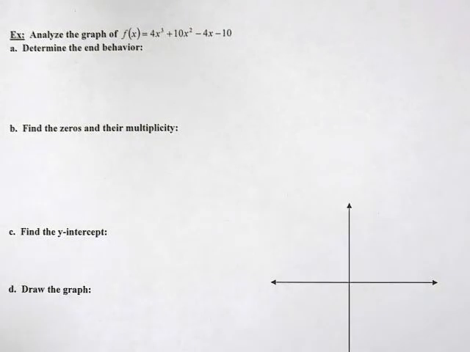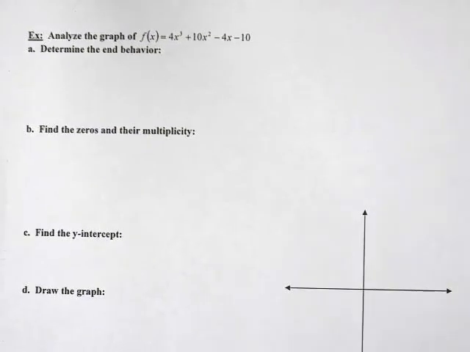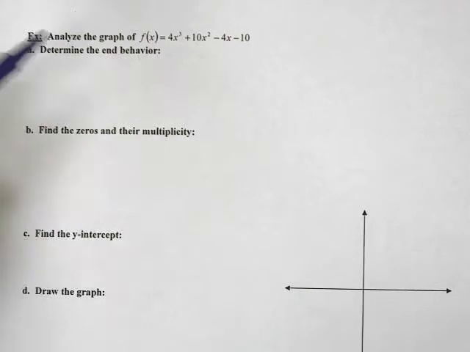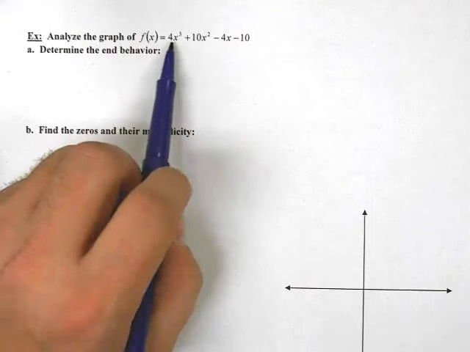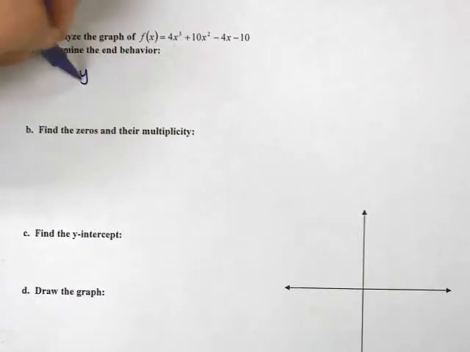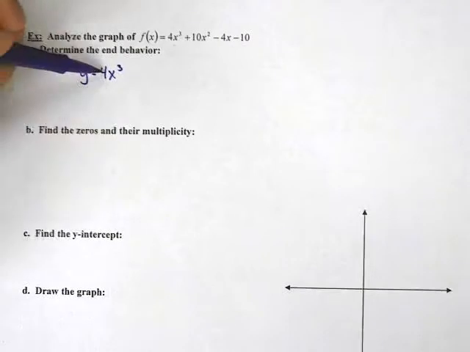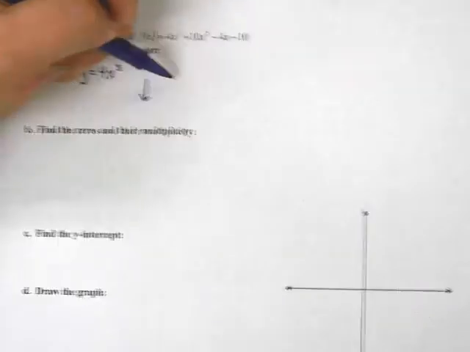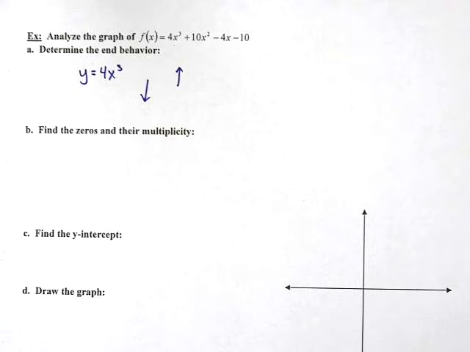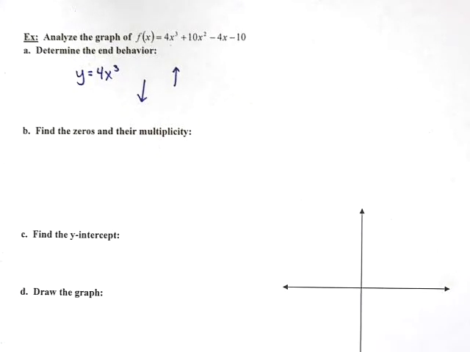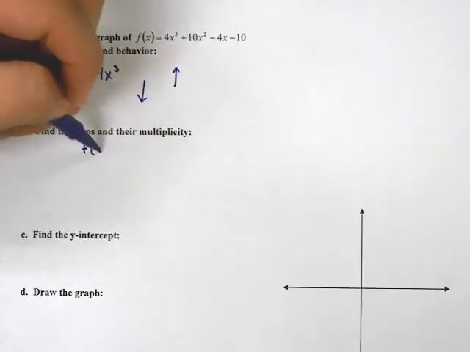First things first, we want to get the end behavior. End behavior always comes from the term with the highest degree. So I'm looking right here. I know it's going to be y equals 4x cubed. And what does that mean because it's positive? It's going to start down, it's going to end up. Sweet. Find the zeros. We cannot find the zeros and their multiplicity unless we factor. Okay, so I'm going to rewrite this.